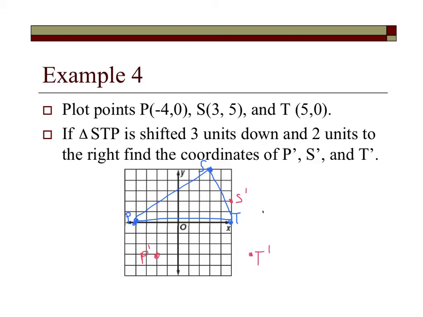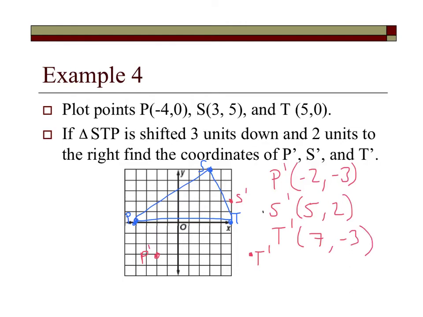So my coordinates for P prime would be, let's see here, -2, -3. S prime would be 5, 2. And T prime would be 7, -3. So here I have my new triangle, which has been shifted 3 units down and 2 units to the right.